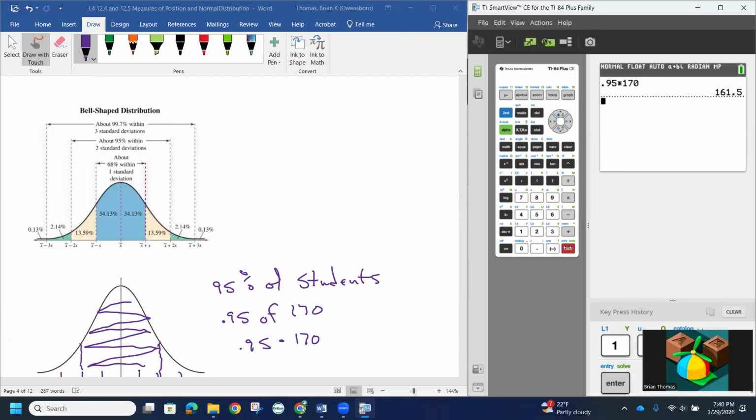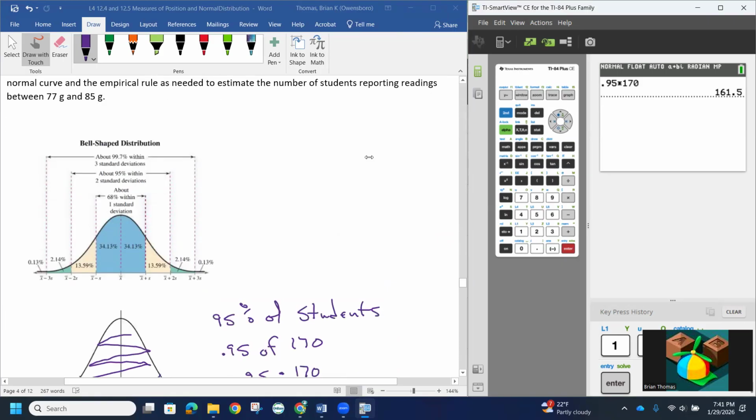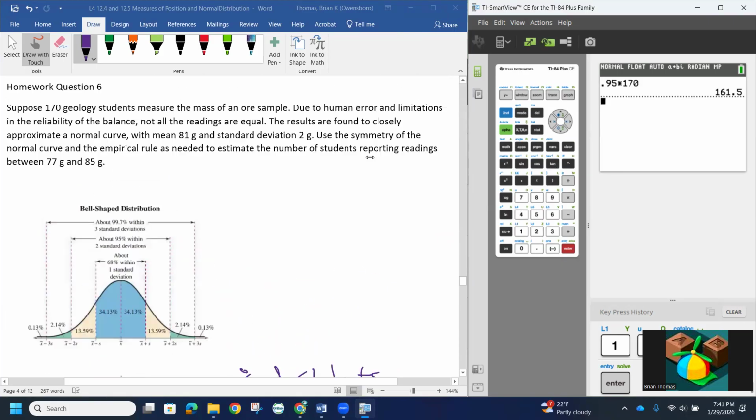So 161.5. And I'm assuming we're going to be rounding up. So I don't see anything about rounding, but we can't have a half of a student. So estimate the number of students. So I would be going to 162 students. So 162 students had that. Okay.